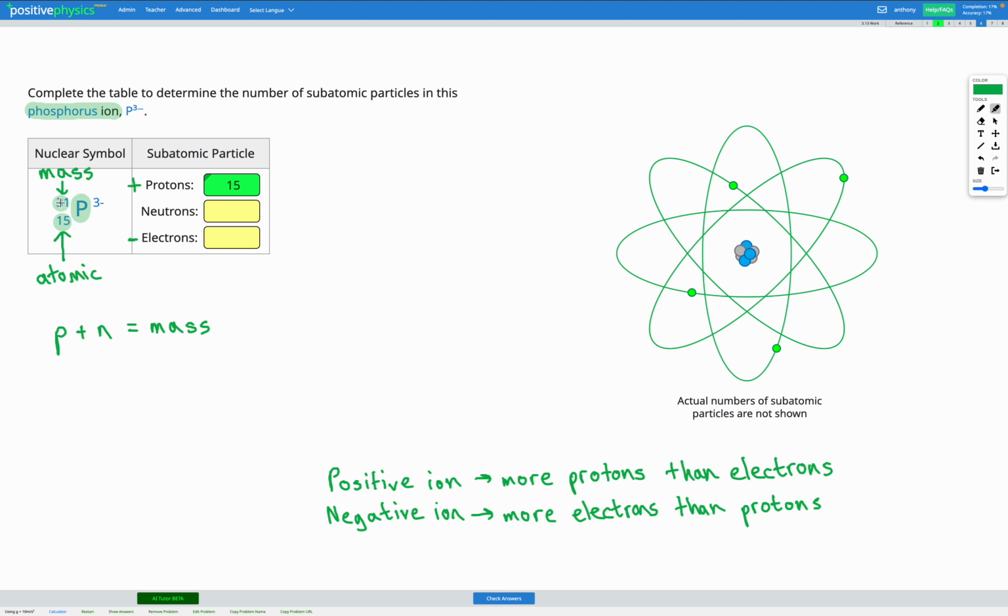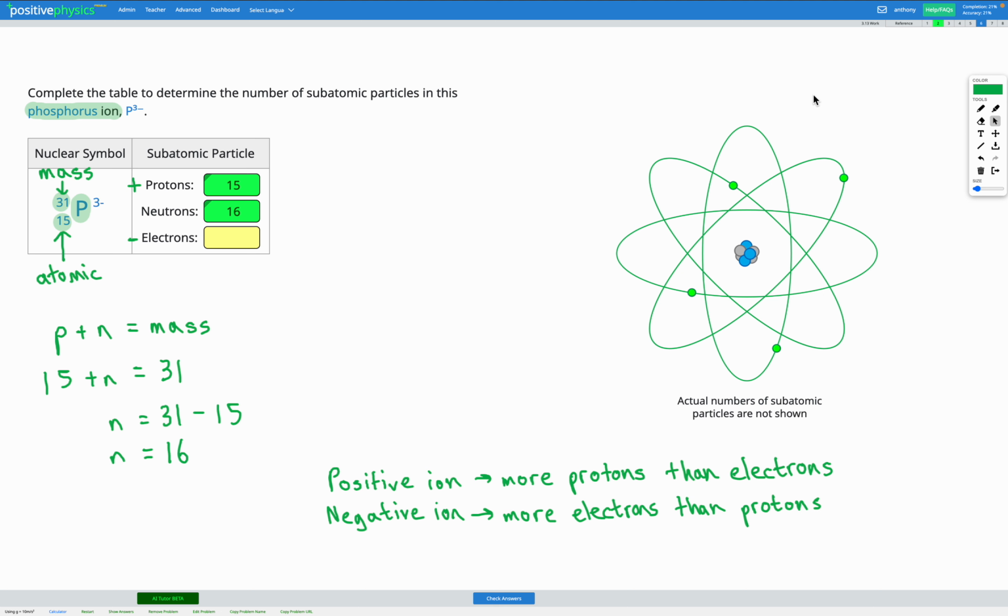Our mass number is 31. The mass number tells us the number of protons and neutrons added together. So we know the number of protons is 15 from our atomic number, plus the number of neutrons must give us our mass number, which in this question is 31. So my number of neutrons is going to be my mass number, 31, minus the number of protons, which was 15. That gets me a number of neutrons of 16. So I can fill in that I have 16 neutrons.